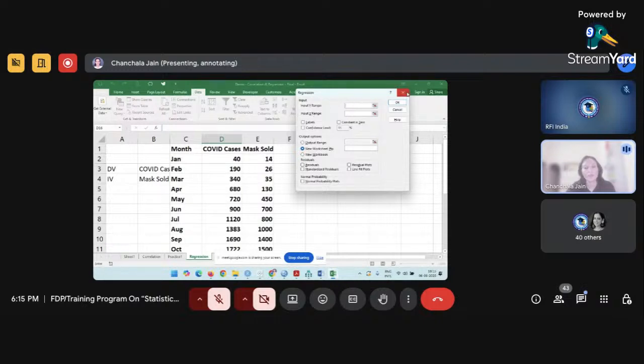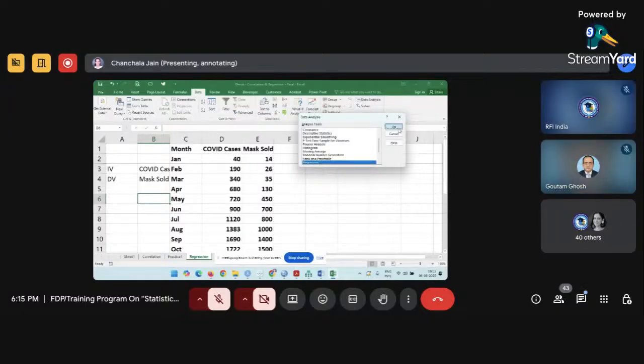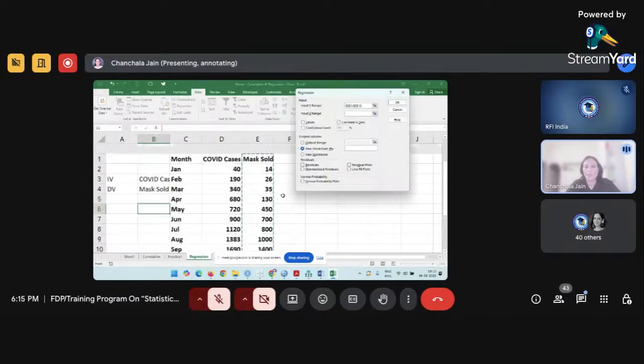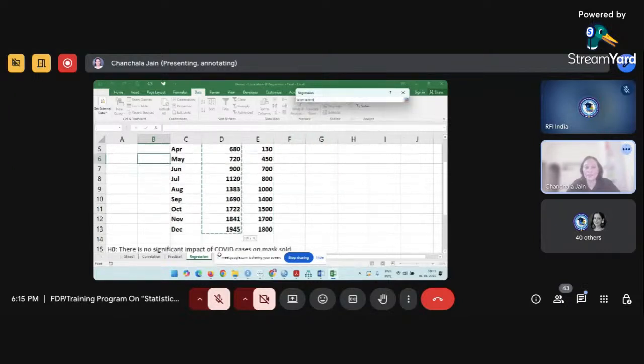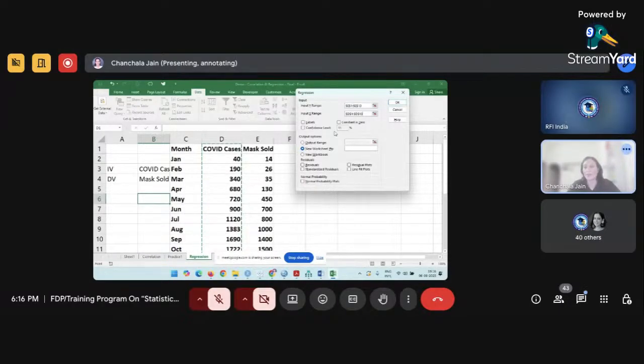Just a minute. We have read wrongly. COVID cases will be independent, no? This is what you said. Yes or no? Yes, I have written it wrongly. Now, input Y is your dependent variable, that means mask sold. So I will select column number 2, mask sold, right? Then input X is the number of COVID cases. That way I selected the 2 ranges for 2 variables, dependent and independent, including the labels.